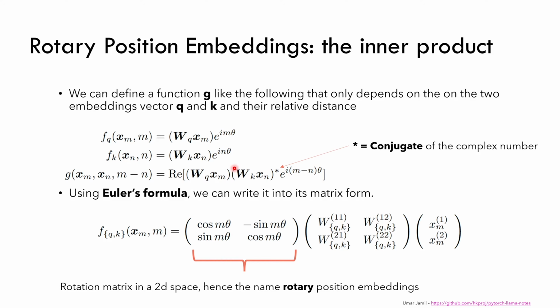When we convert this expression, which is in the complex number space, into its matrix form through Euler's formula, we can recognize this matrix as the rotation matrix. This matrix basically represents the rotation of a vector. For example, this product will be a vector, and this rotation matrix will rotate this vector in the space by the amount described by m theta, so the angle m theta.